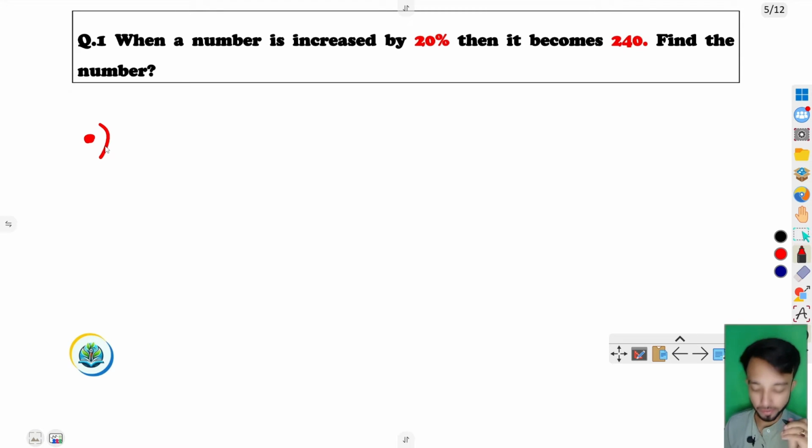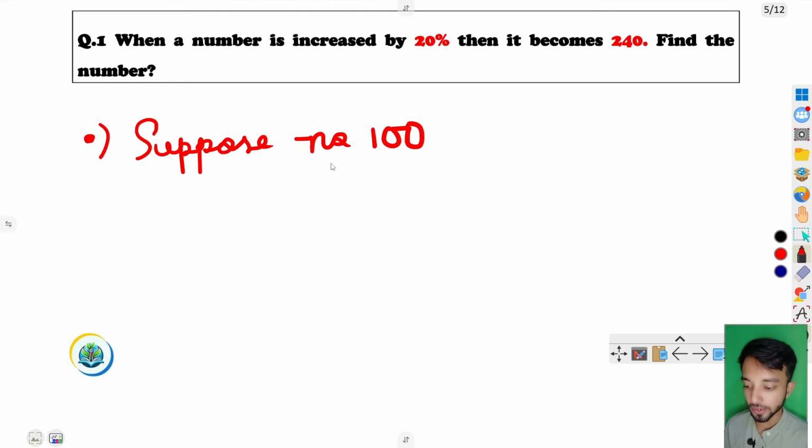While solving this kind of question, always remember, what is the question here? When a number is increased by 20%, its value becomes 240. So we need to find that number. The easiest method is to assume that number to be 100. Suppose the number that we need to find is 100.